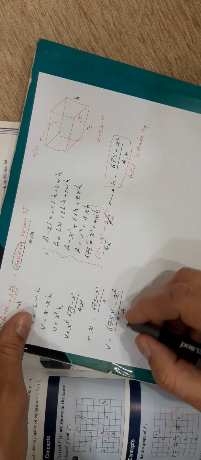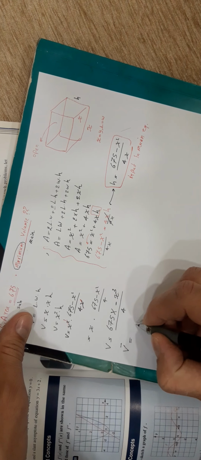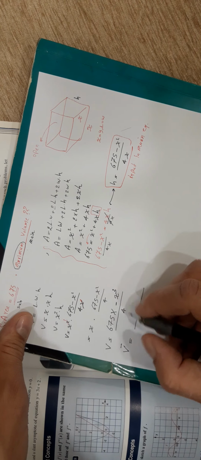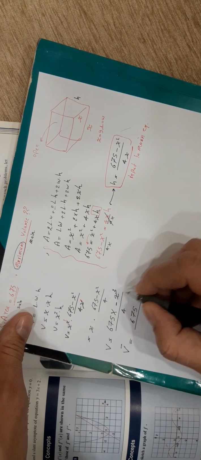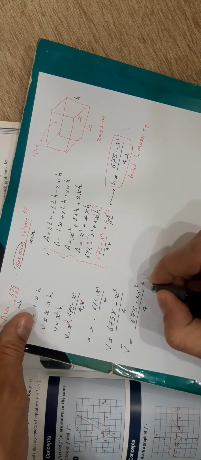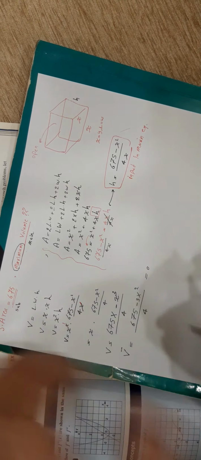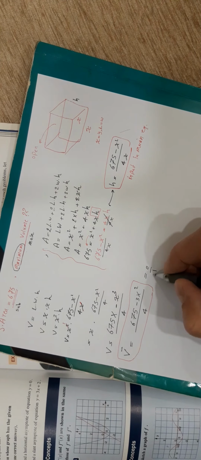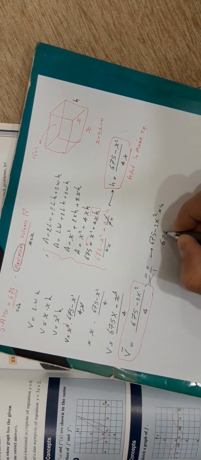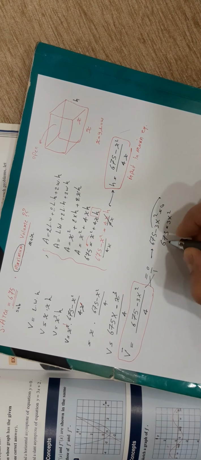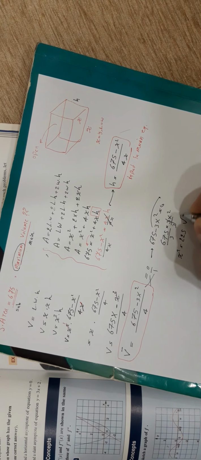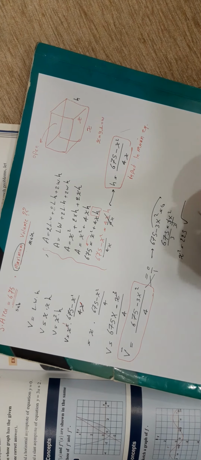I have just one variable, so I can take the derivative. The 4 is a number, so it is not related to the derivative. Derivative of 675x is equal to 675, derivative of x to the power 3 is 3x to the power 2, and after that it is equal to 0. By crossover, just the numerator is equal to 0, so 675 is equal to 3x squared. Both sides are divided by 3, so x squared is equal to 225, and by taking the square root of both sides, x equals 15.